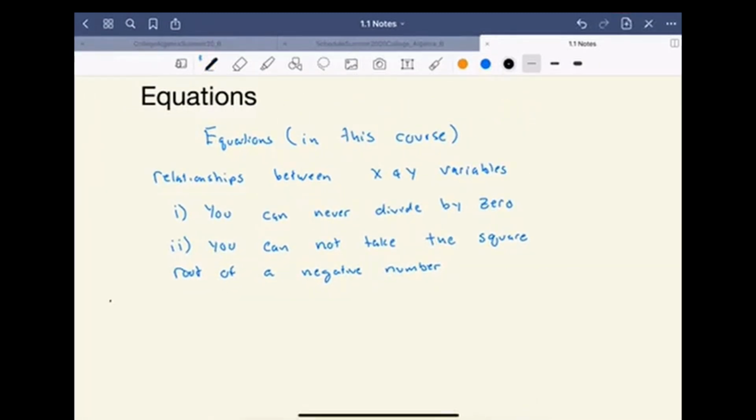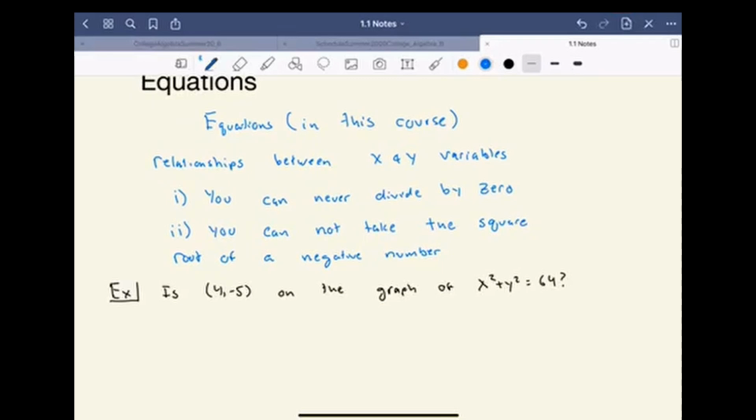Okay, so an example problem we might have is: is 4, negative 5 on the graph of x squared plus y squared equals 64? Okay, so what we might do then is we would say, all right, well, let's take x squared plus y squared equals 64. We're going to plug in x equals 4, y equals negative 5.